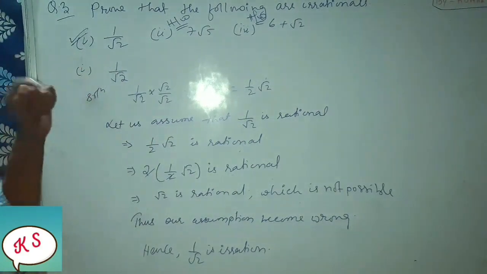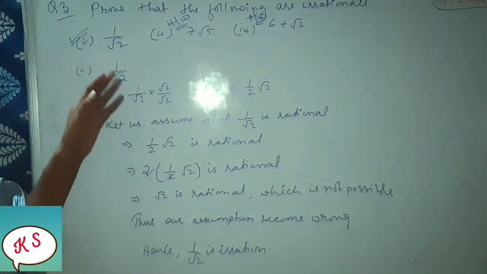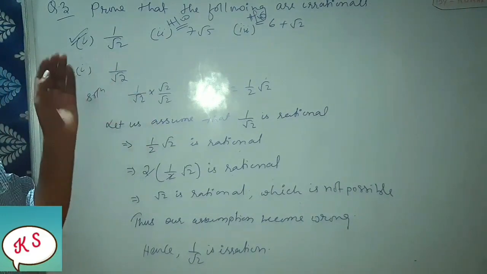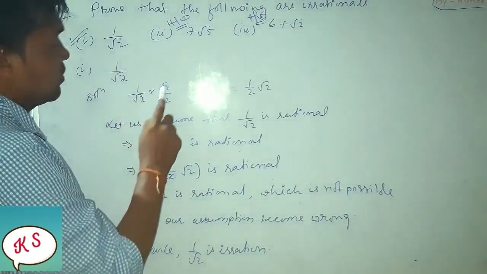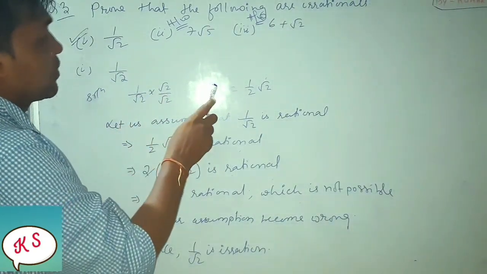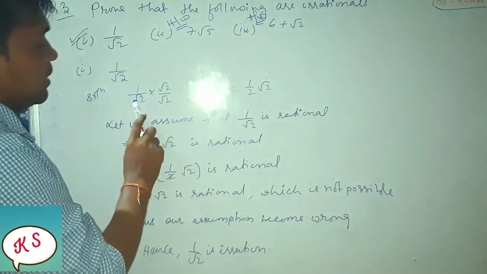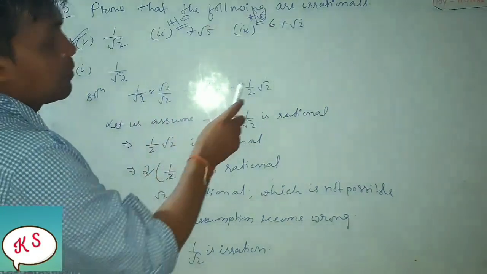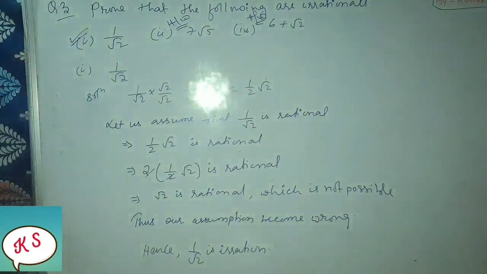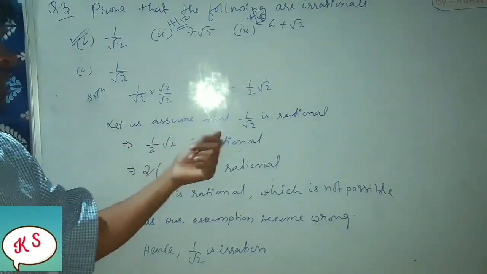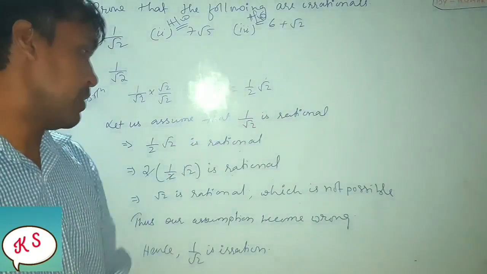So question 1 is 1 by root 2. First of all, we will rationalize it. When we rationalize 1 by root 2 into root 2 by root 2, upside you will get root 2, and downside root 2 into root 2, which is 2. So it is coming 1 by 2 root 2. So we will make an assumption. Let us assume that 1 by root 2 is rational.